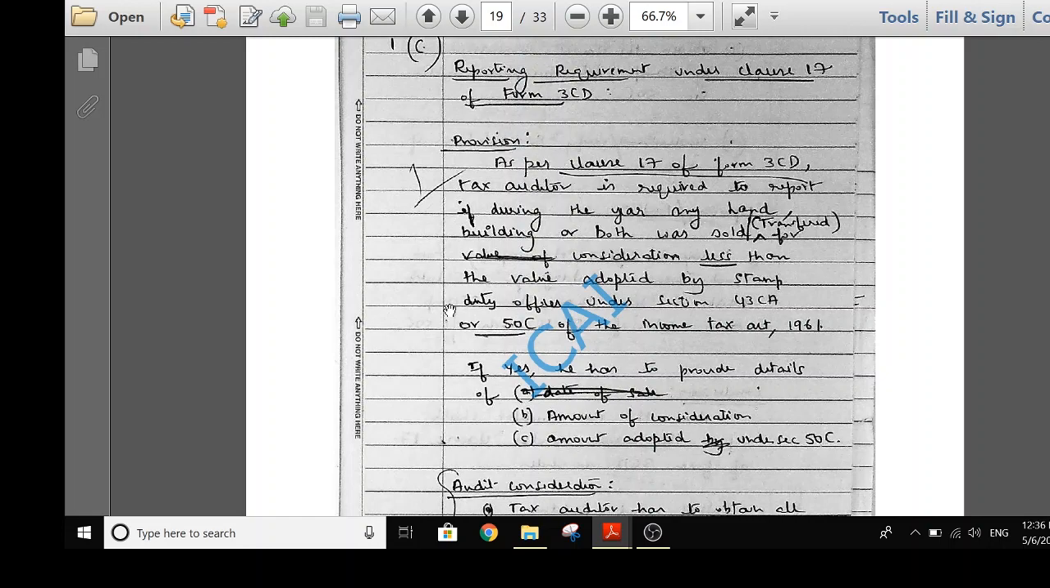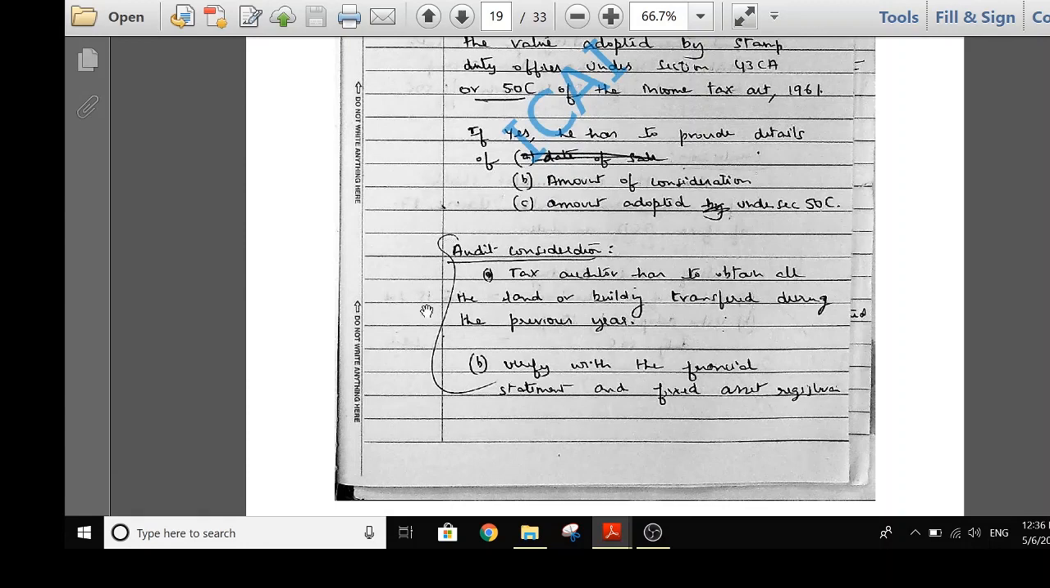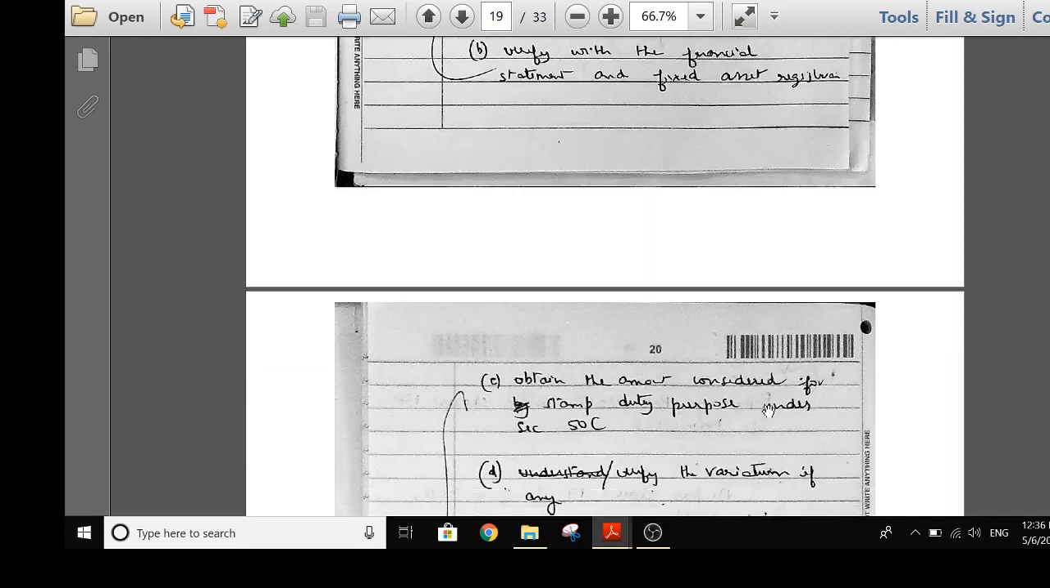What does the law say? First write the law. What does the provision say? Then what is your understanding, or what is the auditor's consideration? That you'll have to write. For that they give marks.